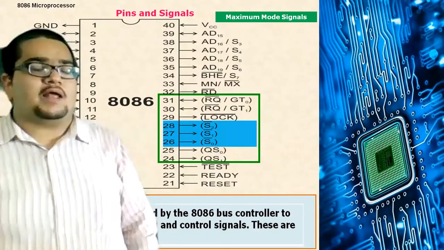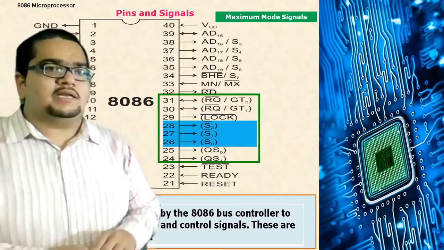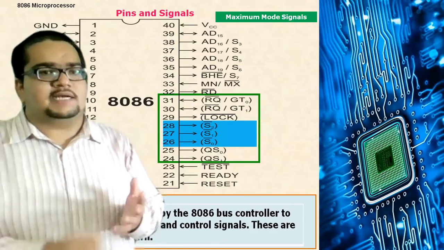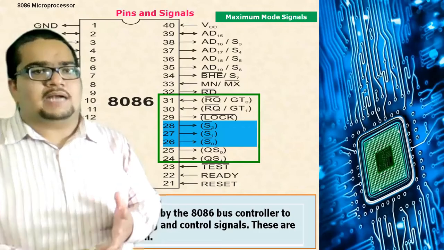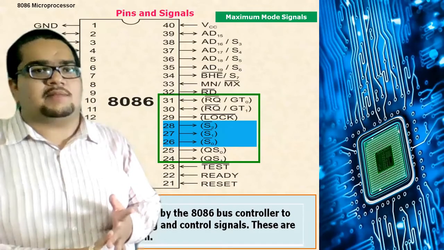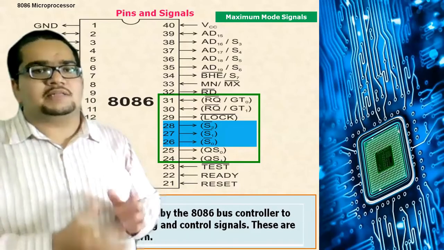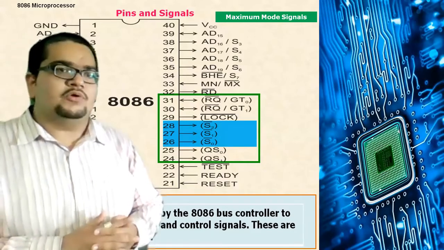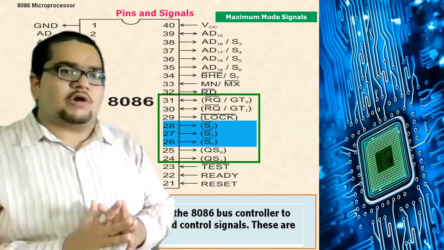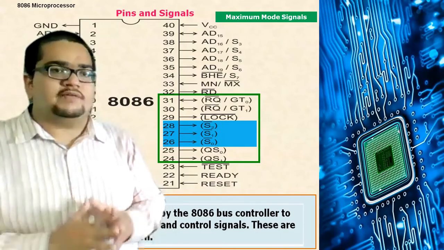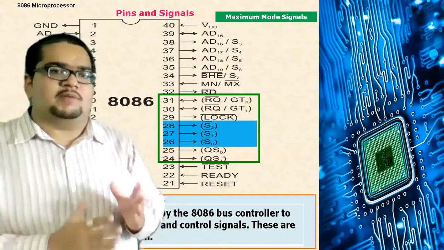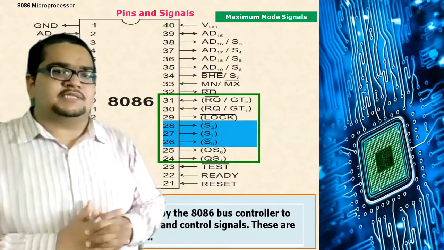Now many of you may have doubts: earlier, in the minimum mode, we saw that ALE (address latch enable), data enable, DT/R bar, M/IO bar, and write are there. Those things are not visible at all in the maximum mode. So are these operations not carried out, or what? Not even the interrupt acknowledgement is available in this maximum mode, as we see from these signals.